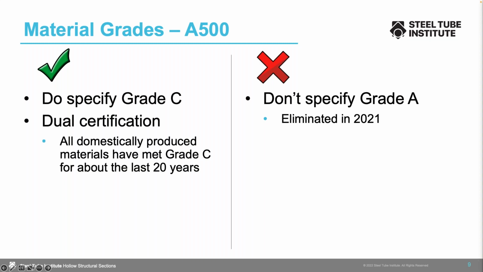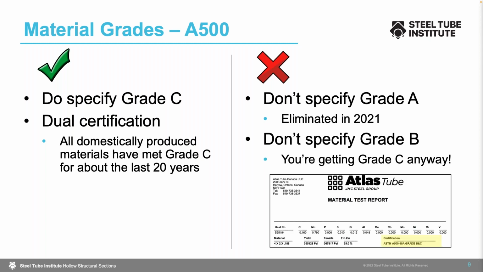However, you should be aware that in the US, A500 carries dual certification. What that means is that for the past 20-ish years or so, all domestically produced A500 material has met both grade B and grade C specifications. So a lot of engineers are still specifying grade B as a minimum because it had a lower yield strength and we are trying to be conservative. But we are recommending not to specify grade B because you're getting grade C anyway.